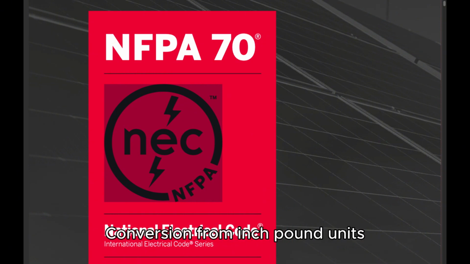Compliance. Conversion from inch-pound units to SI units shall be permitted to be an approximate conversion. Compliance with the numbers shown in either the SI system or the inch-pound system shall constitute compliance with this code.